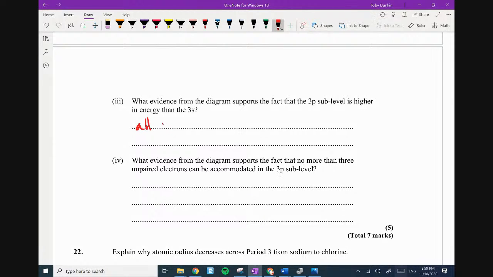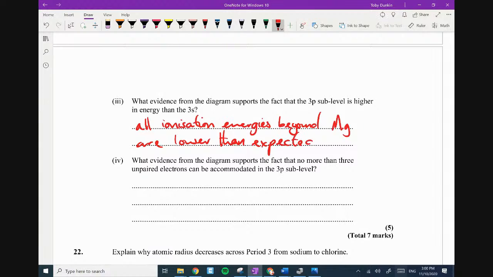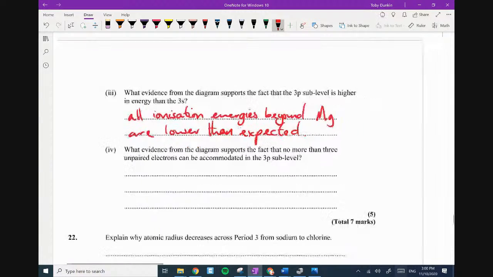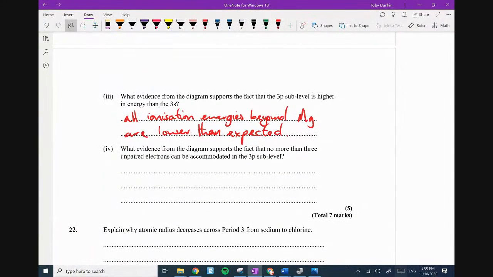All ionization energies beyond magnesium are lower than expected. That's a really interesting question. 1 mark. What evidence from the diagram? So I need that one. I'm going to have to check, guys.